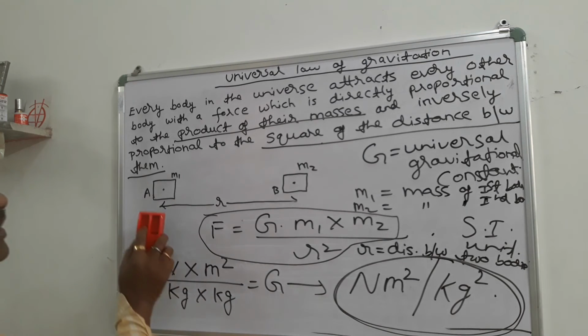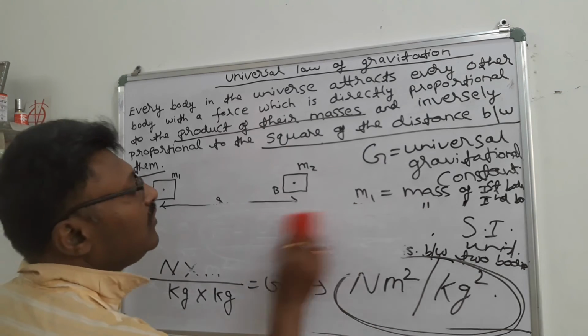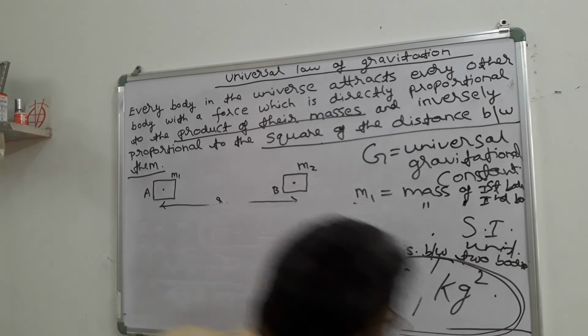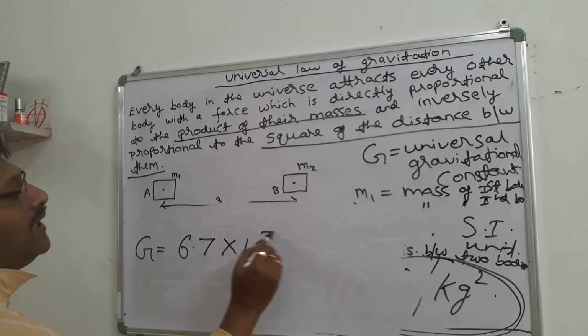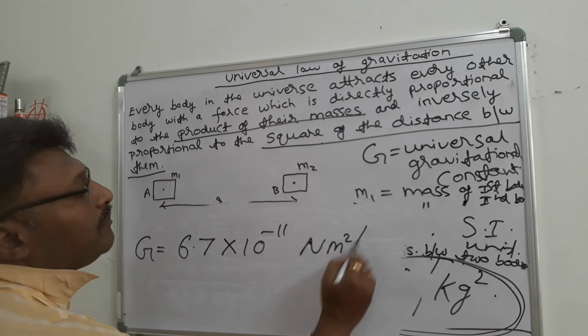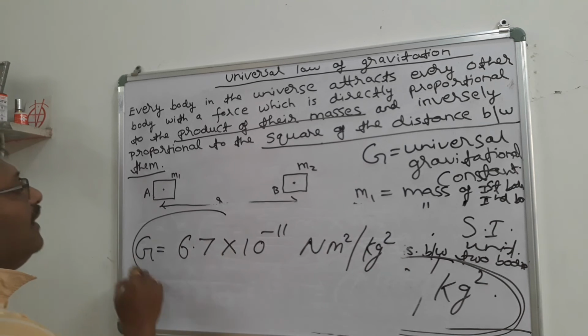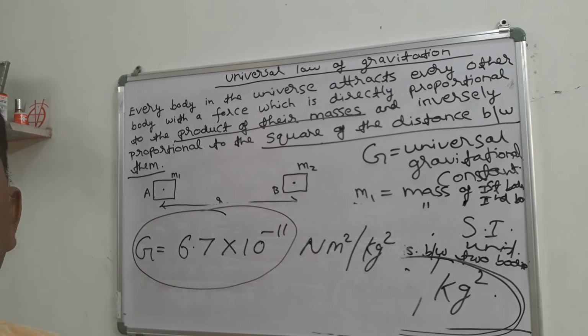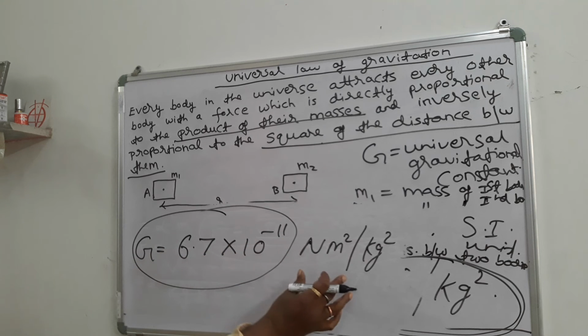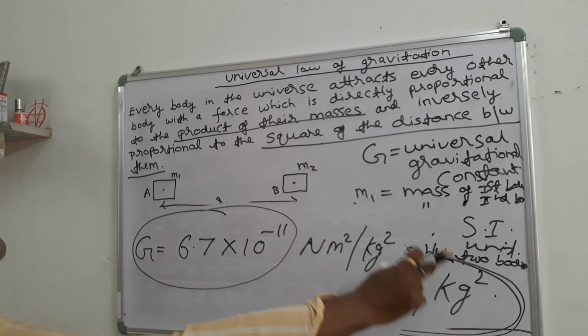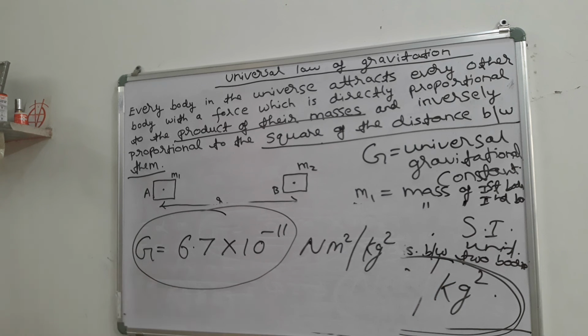Value of capital G, the universal gravitational constant. So the value of the universal gravitational constant capital G is 6.7 into 10 to the power minus 11 Newton meter square per kg square. This is the value, and it will always remain the same. It will not change. So 6.7 into 10 to the power minus 11 is the value of the universal gravitational constant, and Newton meter square per kg square is the SI unit of capital G. So this is about the universal law of gravitation.